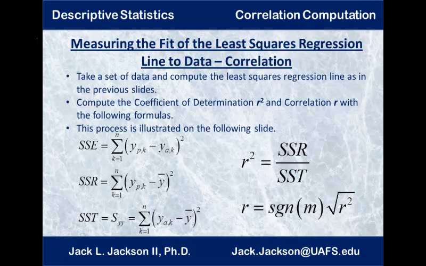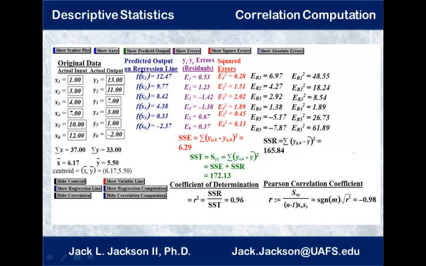To get r squared, the coefficient of determination, it's SSR over SST. And one way to compute the r value is to just take the square root of r squared, but give it the same sign as the slope. Here is the computation for the data that we were looking at earlier in the slideshow, so that if you print out these slides, you will have an example worked out.